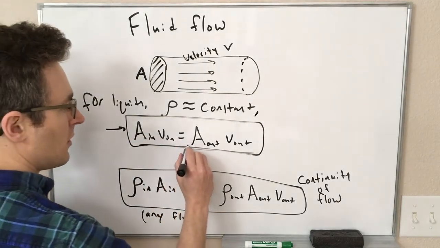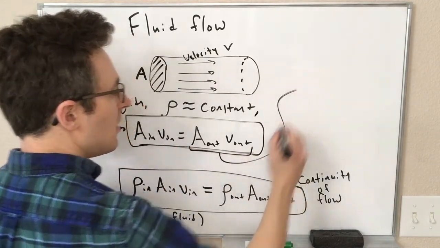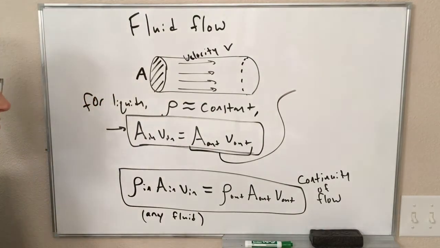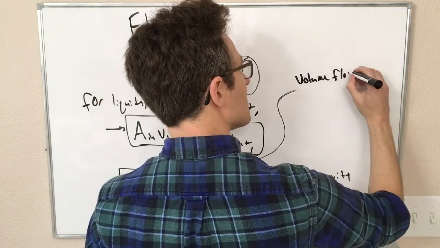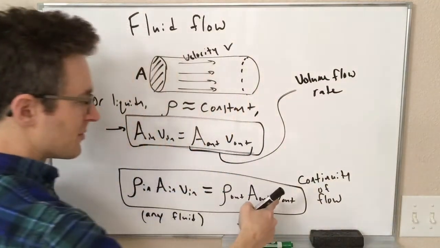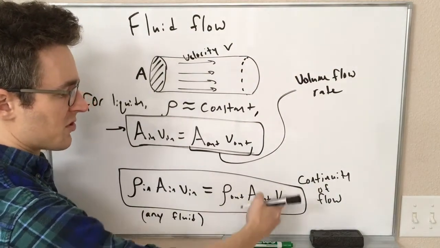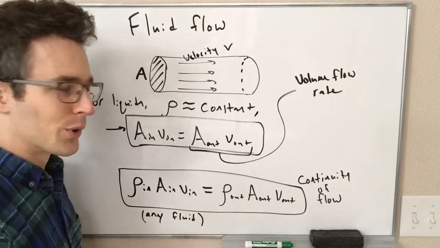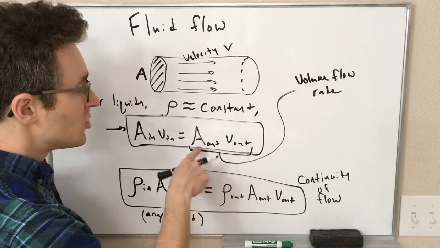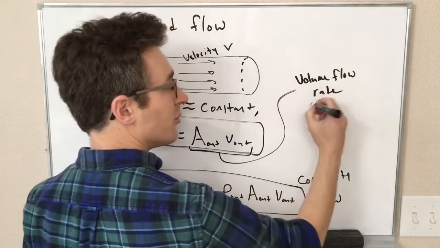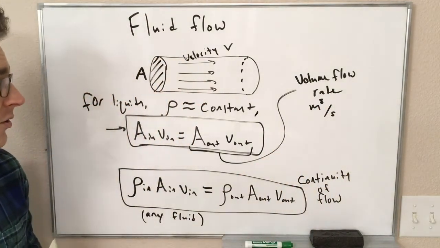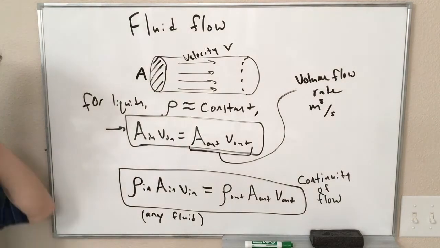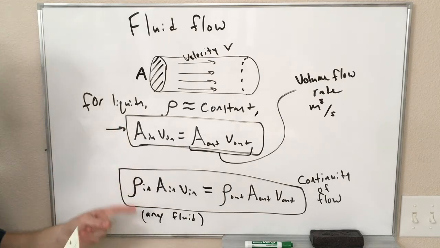A times V, each half of this, is also a flow rate, but this is not a mass flow rate. This is a volume flow rate. Whereas if we calculate rho times A times V, this gives us some kilograms per second of water or air or whatever flowing through our system. Just A times V is going to give us a volume flow rate that's going to have SI units of cubic meters per second. All right. Great. So both of these equations are important.